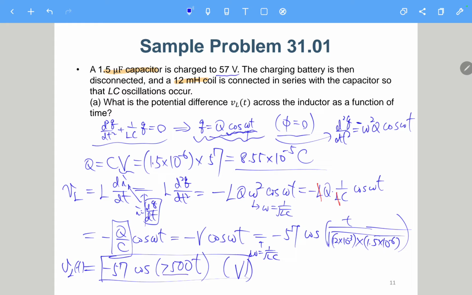Of course, this 7,500 is in radians per second. It is not a linear frequency. It is radians per second, which means that this is omega, like 2πf. So if you would like to see what the frequency is, you need to divide this 7,500 by 2π, then you get the frequency, which tells how many oscillations there are in 1 second.